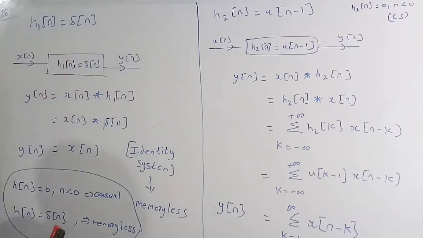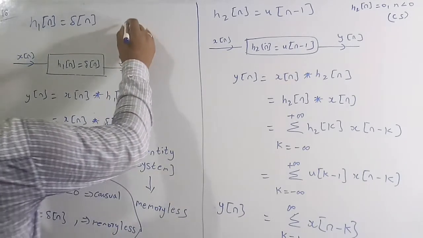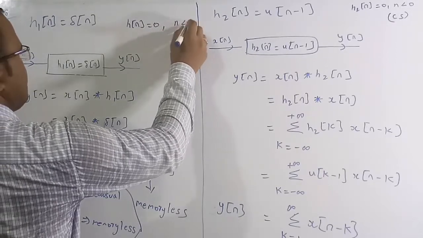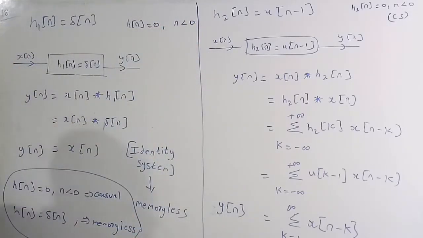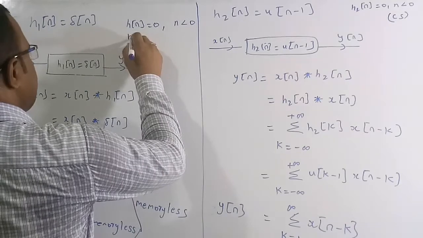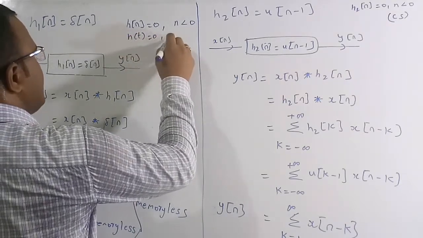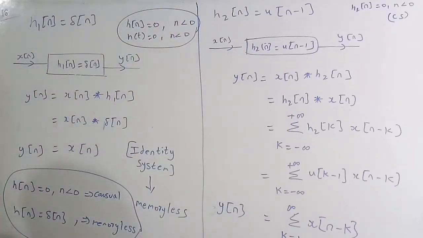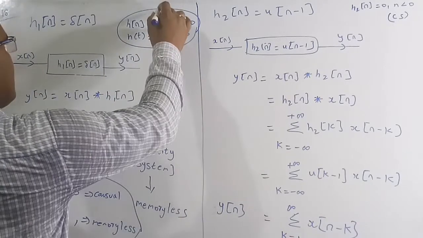In the impulse response domain, we can define it like this. Whenever the impulse response is equal to 0 for n less than 0, this is for the discrete time, and for the continuous time it has to be h of t is equal to 0 for t less than 0. If this condition is satisfied, then we can say that the system is a causal system.